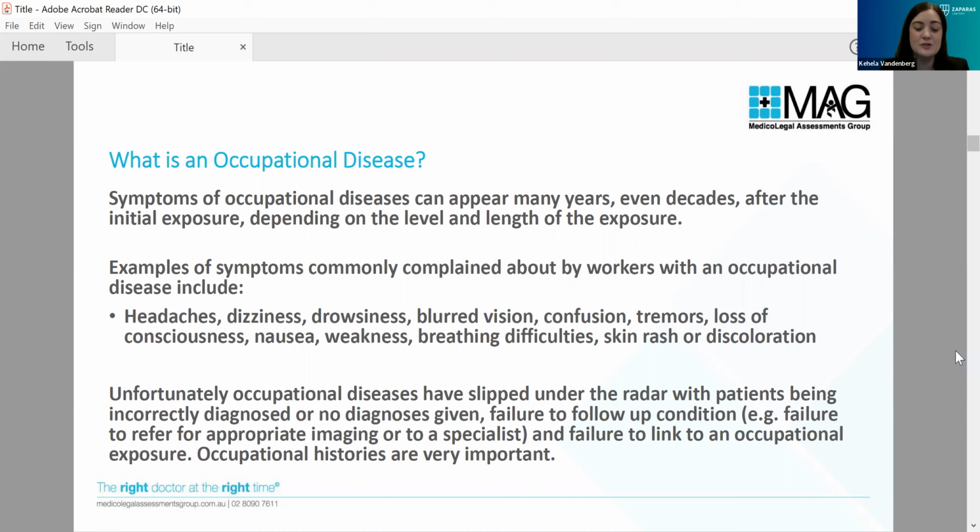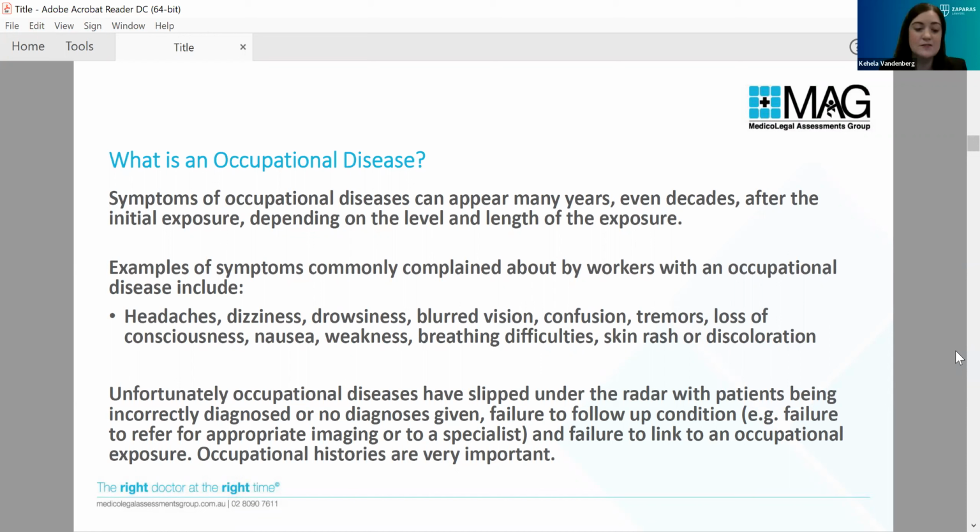As I mentioned, unfortunately, occupational diseases have slipped under the radar with patients, and these are all examples I've come across: patients being incorrectly diagnosed, or no diagnosis even given. There's been a failure to follow up on the condition, and that can either be from the doctors, unfortunately, through lack of activity, or the injured workers failing to follow up. It can include failure to refer to appropriate imaging or a specialist, and also a failure to link to occupational exposure.